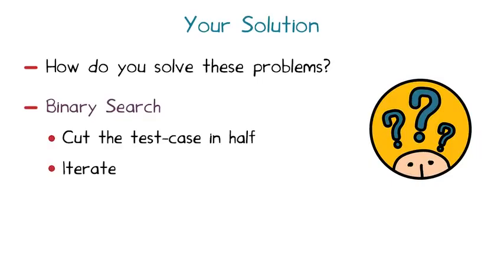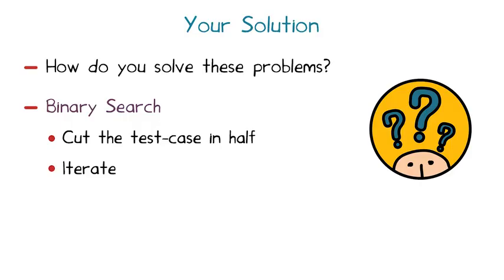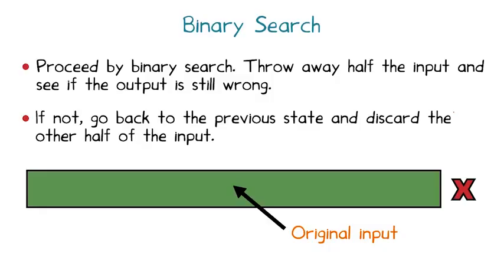One possibility is that we might use a binary search, cutting the test case in two and testing each half of the input separately. We could even iterate this procedure to shrink the input as much as possible. Even better, binary search is a process that can be easily automated for large test cases. Let's see how this application of binary search might work. This bar here represents the original failure-inducing input to a program.